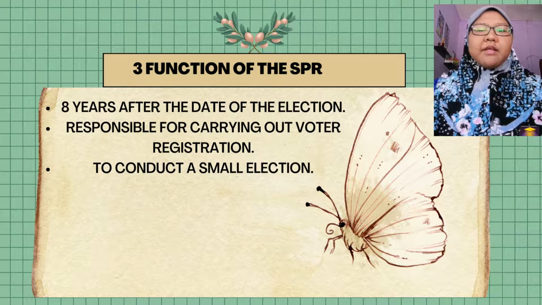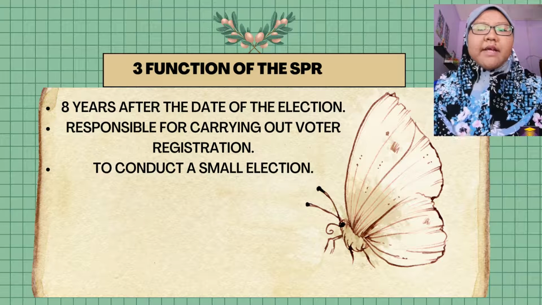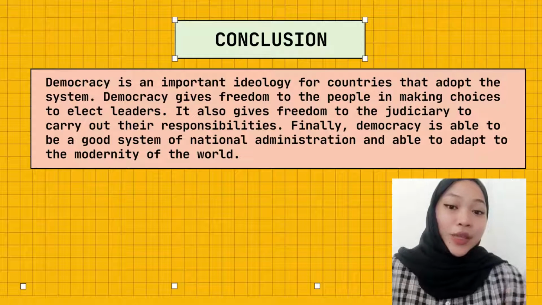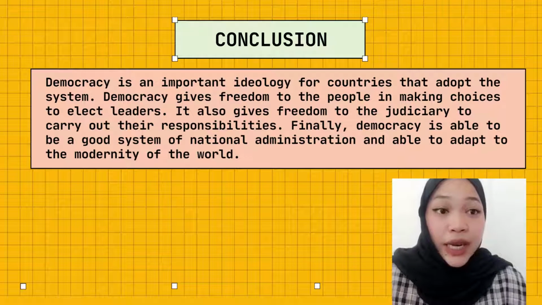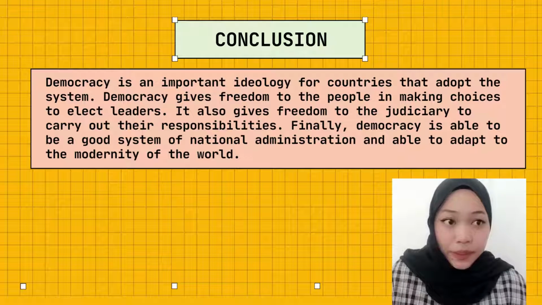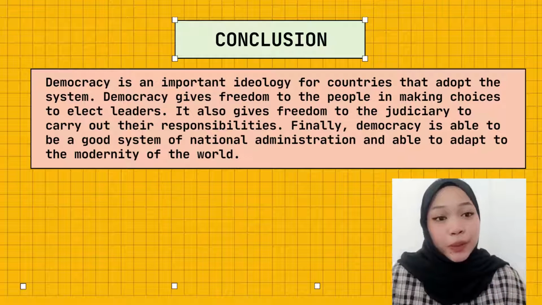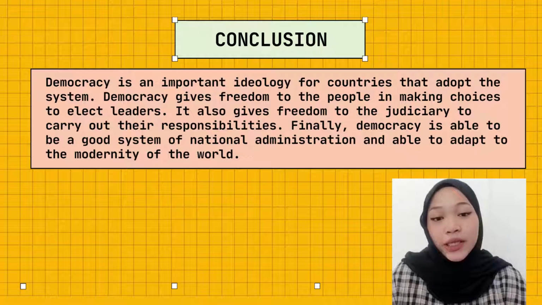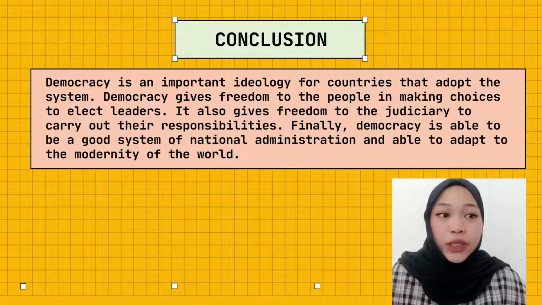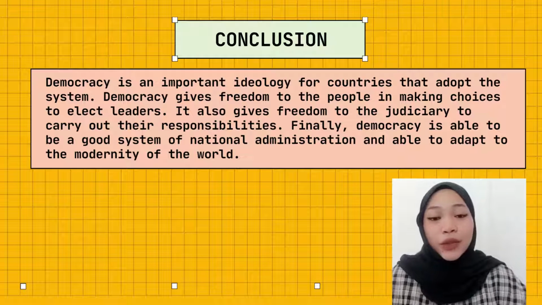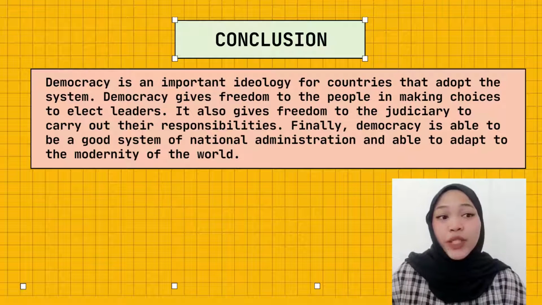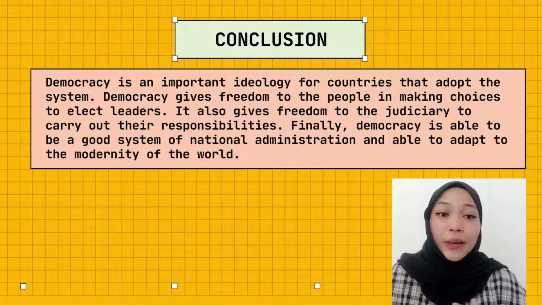And the last one, the third function, is to conduct a by-election if there is a vacancy in the representative. So, in conclusion of this presentation, we can say democracy is an important ideology for countries that adopt the system. Democracy gives freedom to the people in making choices to elect leaders. It also gives freedom to the judiciary to carry out their responsibility. Finally, democracy is able to be a good system of national administration and able to adapt to the modernity of the world.